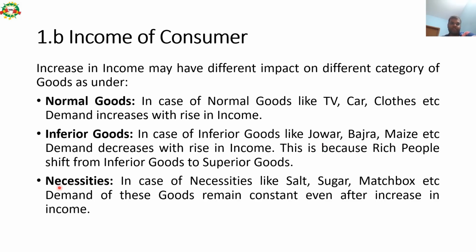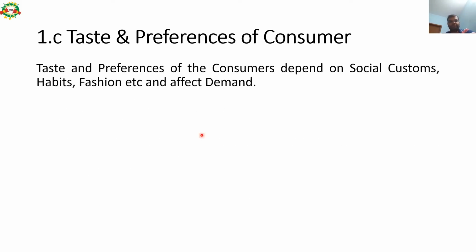And in case of necessities like salt, sugar, matchbox, etc., demand of these goods remains constant even if income increases. So this is the impact of increase in income on individual demand of goods. Normal, inferior, necessities, very important slide. A 1 mark theory question may come out of it. Taste and preferences of consumer depend on social customs, habits, fashion, etc., and affect demand accordingly. So there is no fixed pattern as such. It depends on multiple factors.